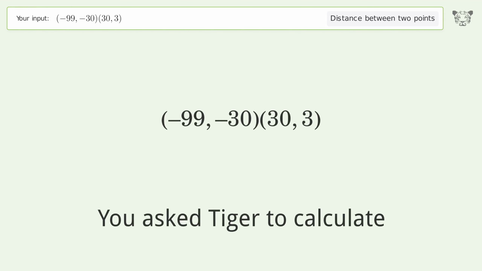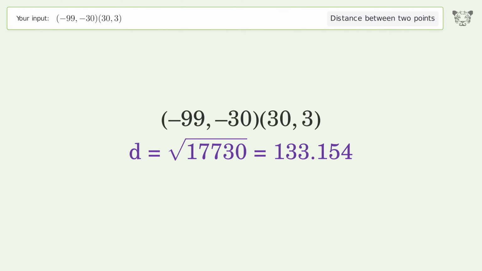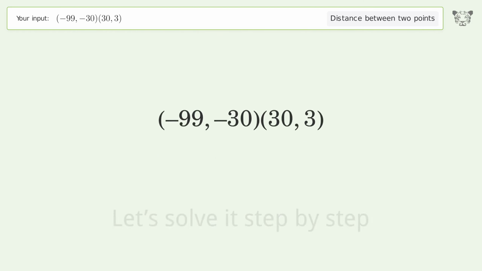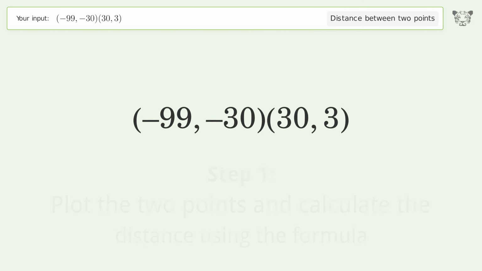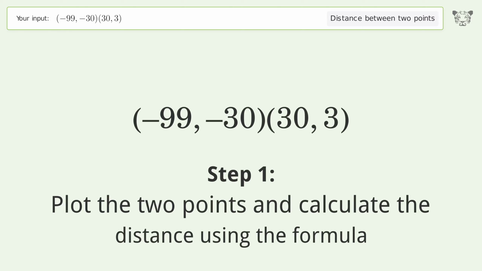You ask Tiger to calculate. This deals with the distance between 2 points. The distance between the 2 points is the square root of 17,730 or 133.154. Let's solve it step by step. Plot the 2 points and calculate the distance using the formula.